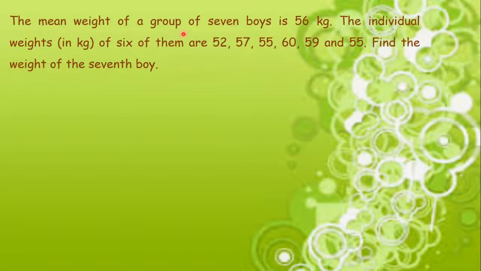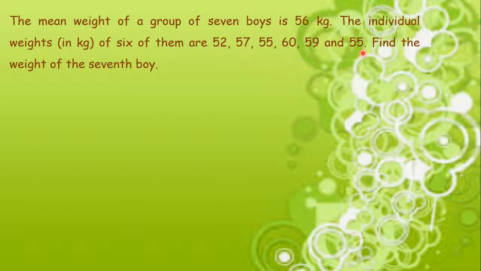The mean weight of a group of 7 boys is 56 kg. The individual weights in kilogram of 6 of them are 52, 57, 55, 60, 59 and 55. Find the weight of the 7th boy. So in the question, the mean weight of 7 boys is given as 56 and the separate weights of only 6 boys are given. We need to find the weight of the 7th boy. How to do this problem?